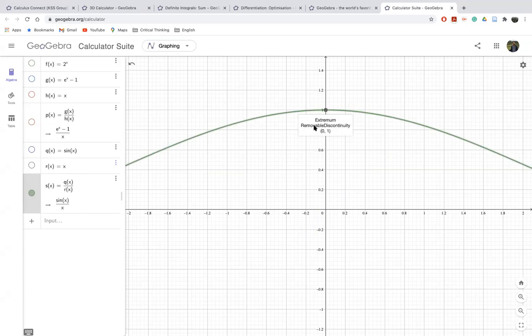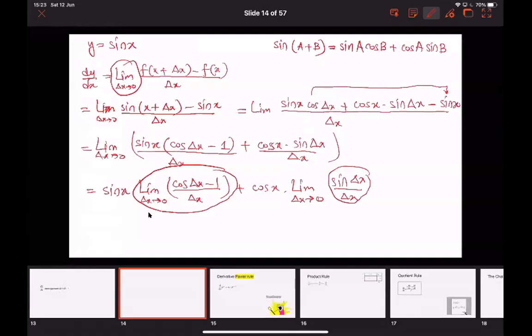But if you click here, it says removable discontinuity. It means there's a discontinuity here. The graph is broken, we have no idea what is happening at that point. But we know for sure that when we go close to 0, the value of the graph is going to be 1. But what about the case for cos x minus 1 over delta x? Sorry, cos delta x minus 1 over delta x.